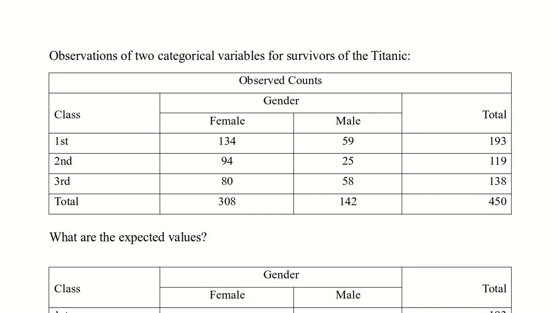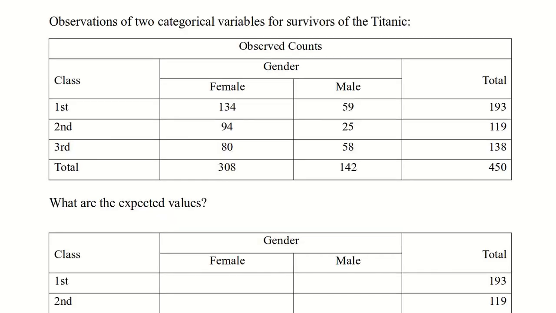And then along the bottom row and the far right column, you can see the totals. That 450 tells us that 450 people survived the Titanic. The next part of the question is to say, what would we expect if the null hypothesis is true? That is, if class does not affect the proportion of women who survive and gender does not affect the proportion of each class who survive.